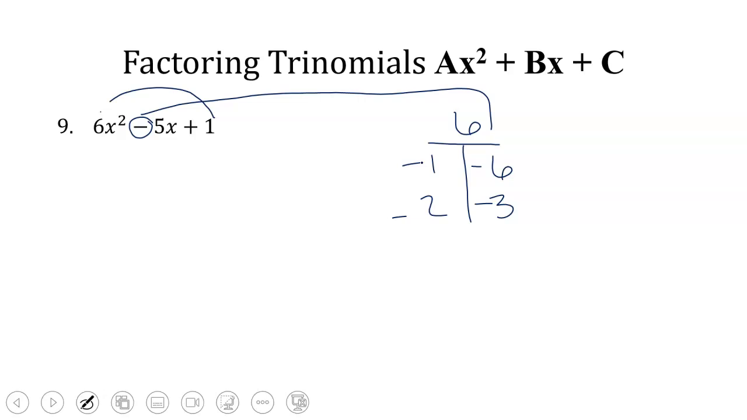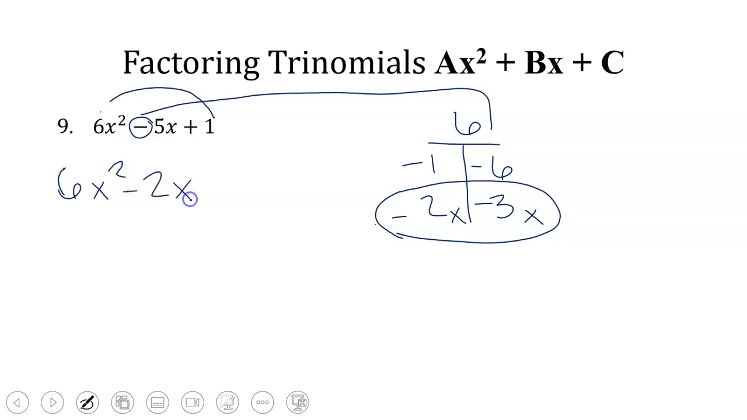Now 6 is tricky. Everything can add or subtract to 5. So be very careful. That's why it's important with 6 that your signs are correct. So which ones add to negative 5? Negative 2 and negative 3. Put your x's to replace the center. So we're going to rewrite our problem, but instead of negative 5x, we're going to put negative 2x minus 3x plus 1. Group the first two, group the second two.